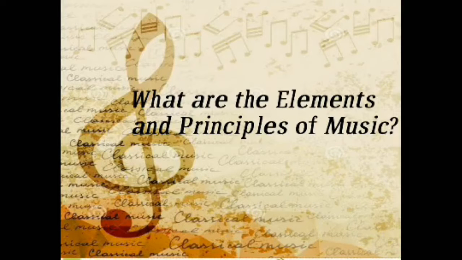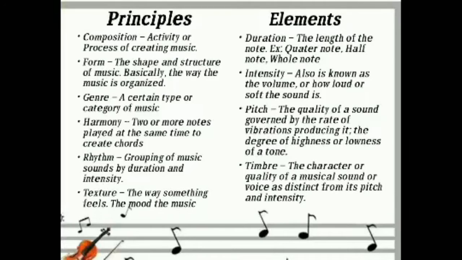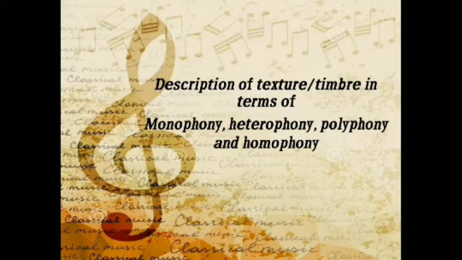What are the elements and principles of music? Principles of music are composed of composition, form, genre, harmony, rhythms, and texture. And elements are composed of duration, intensity, pitch, and timbre. Description of texture in terms of monophony, heterophony, polyphony, and homophony.